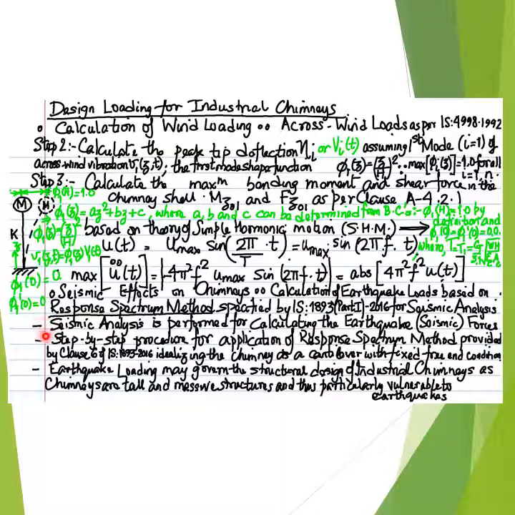The seismic analysis, that is defined as the structural analysis of the chimney structure or chimney shell to calculate the earthquake forces or the seismic forces, follows a step-by-step procedure based on the application of the response spectrum method provided by clause 6 of IS 1893 Part 1.